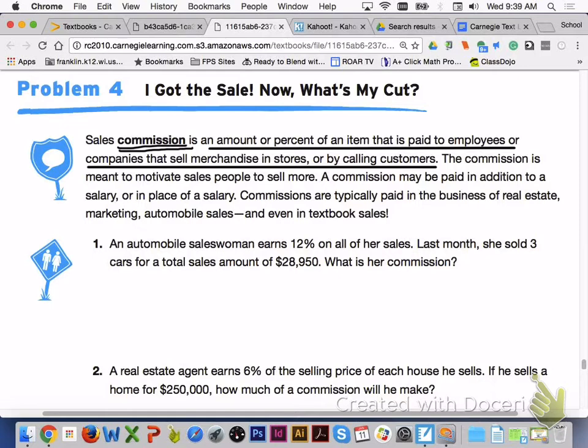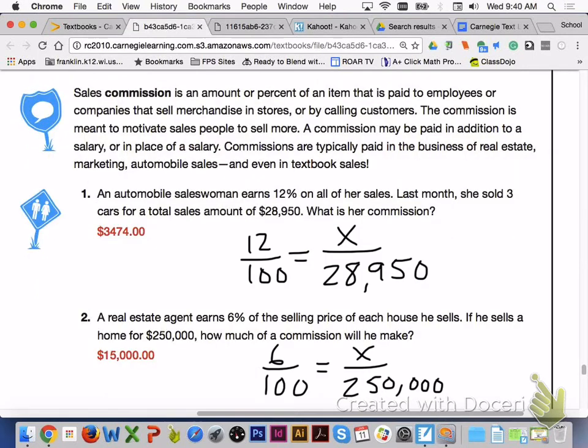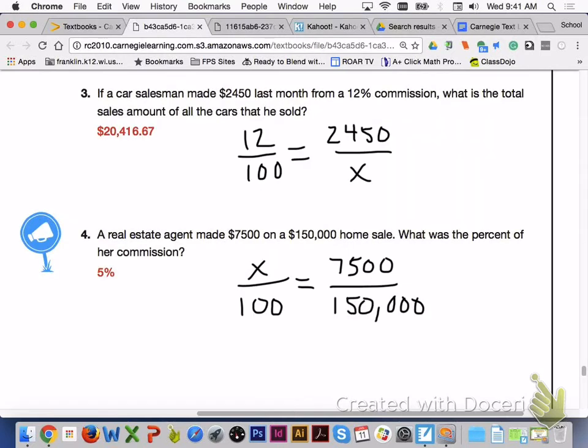Please answer numbers 1 through 4 with your group members. For numbers 1 through 4, I will be showing the correct proportions that you should have set up in order to answer the problem correctly. Number 1, we have $3,474, and for number 2, we have $15,000. Number 3, $20,416.67, and number 4, 5%.